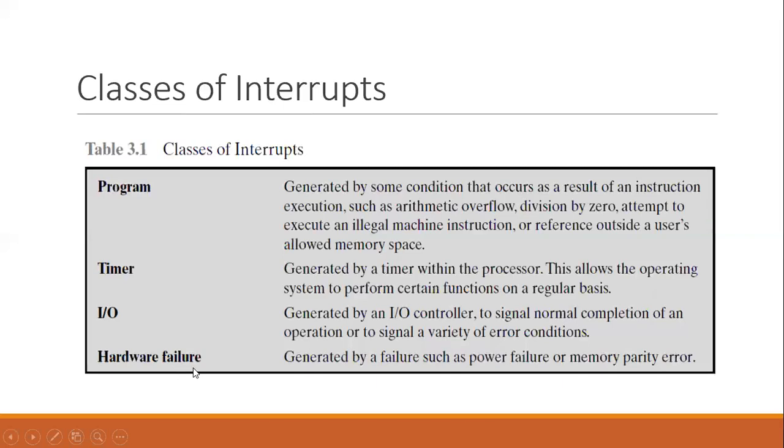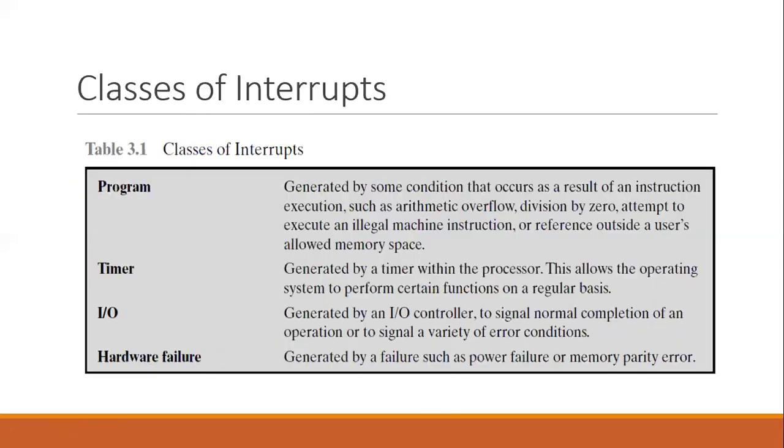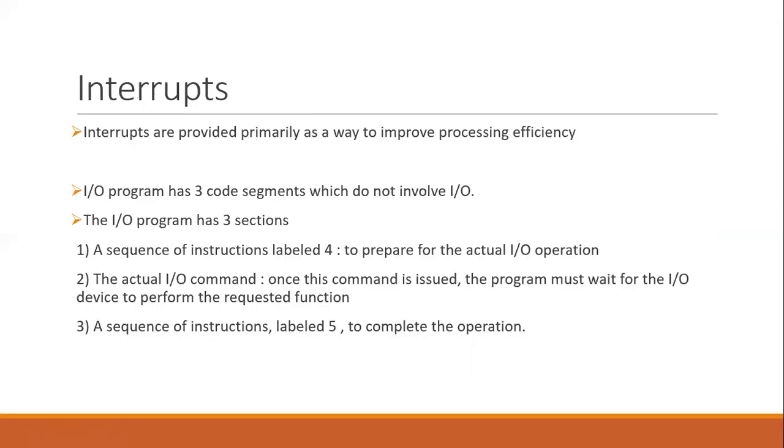Next type of interrupt is hardware failure. As I already told you, these are generated by a failure such as power failure or memory parity error, or if there is some problem with your computer hardware, your computer can fail to execute the current program. So these are the different kinds of interrupts.